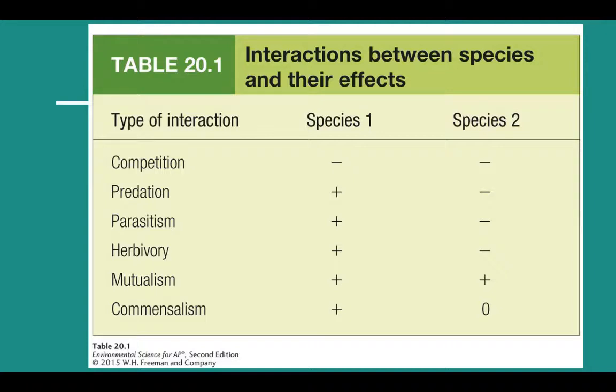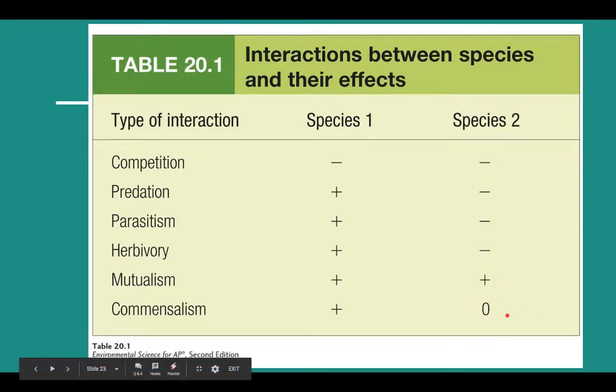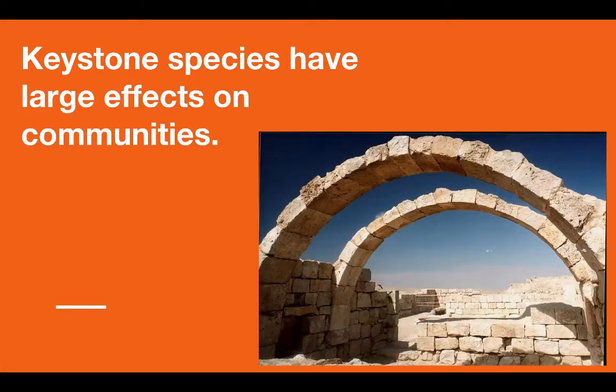Great table just to refer back to, maybe screenshot this or come back to it, but it gives you just a quick overview of every type of relationship we've talked about. You got the pluses, you got the minuses, and here we got with commensalism, doesn't matter with species 2, no harm, no benefit. We're going to close out this lecture looking at keystone species.